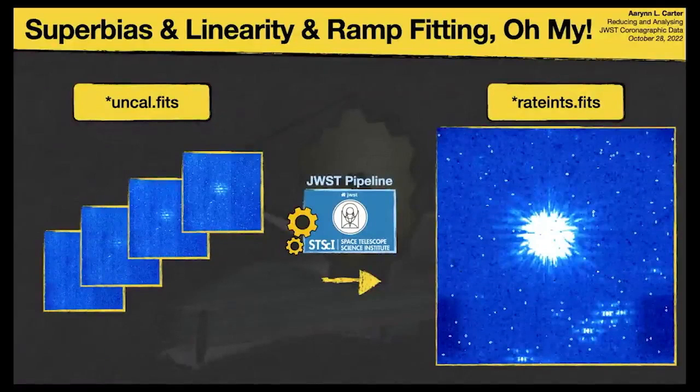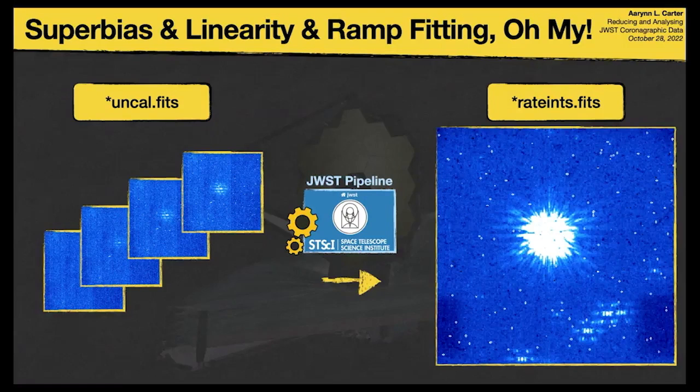So there's a ton of stuff that actually happens in what I'm calling the ramp fitting stage, correcting for superbias, correcting for linearity of the detector. I can't touch on all of that today, but spaceKLIP really relies on the JWST pipeline to do a lot of this, to produce these images on the right called these ratings files. So you can see this here. This isn't actually a spaceKLIP reduction. This is sort of when we just run the JWST pipeline to do things itself.